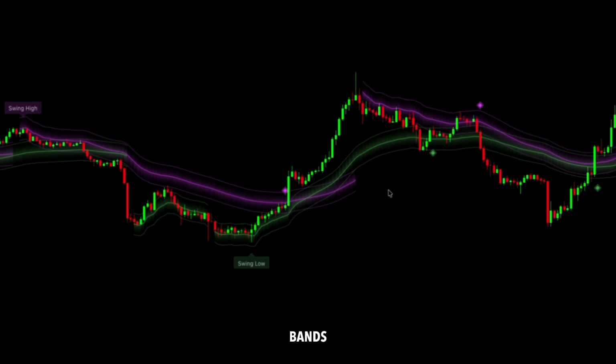Now, between these two bands, you will notice shaded areas or fills. This visual fill helps you quickly assess the width of the current swing structure. A wide band suggests an extended mature swing. A narrow band suggests early swing development or consolidation.